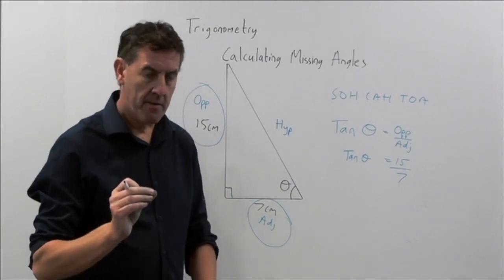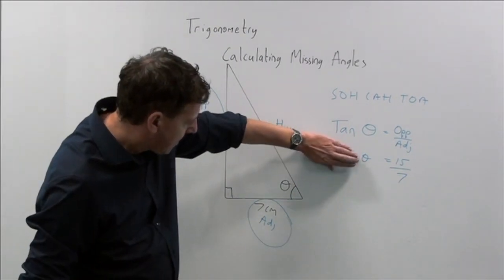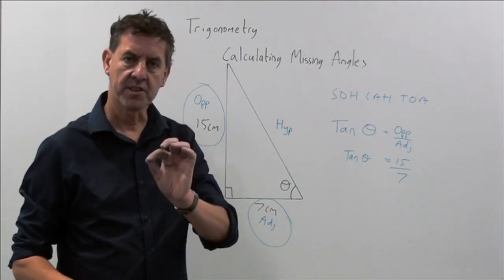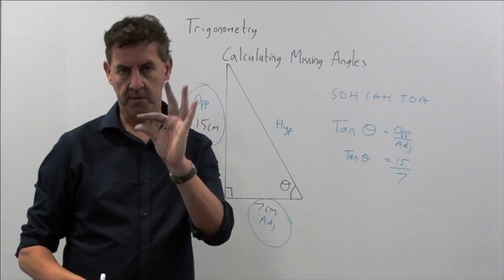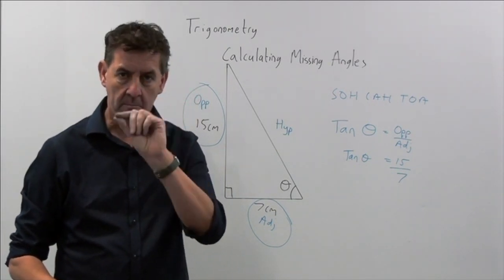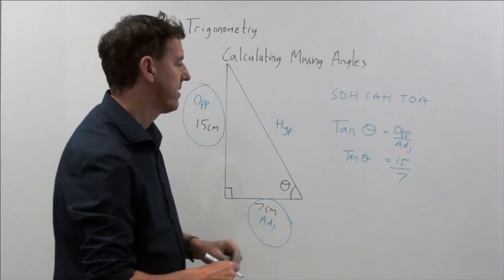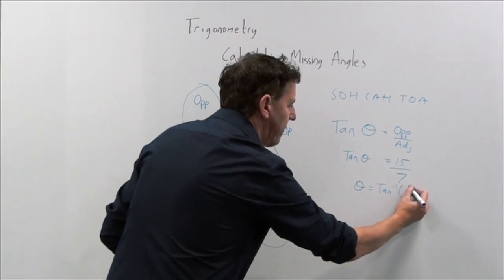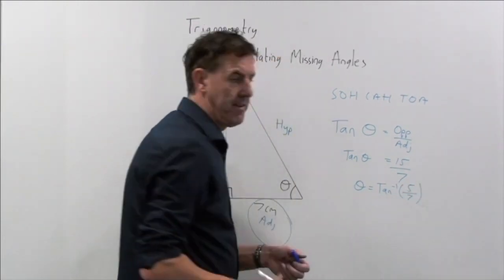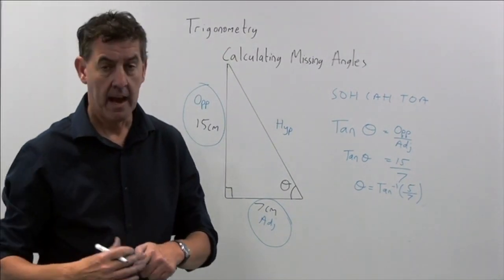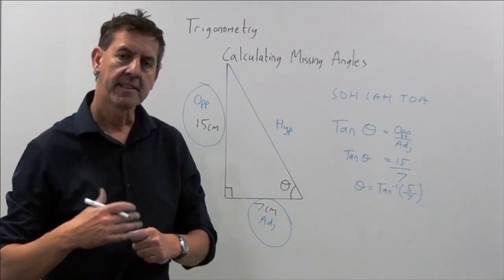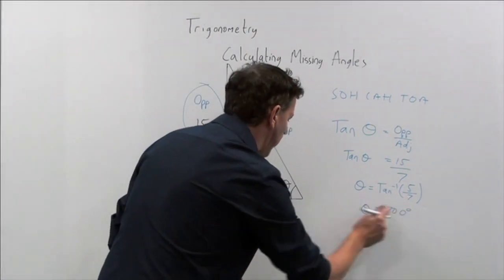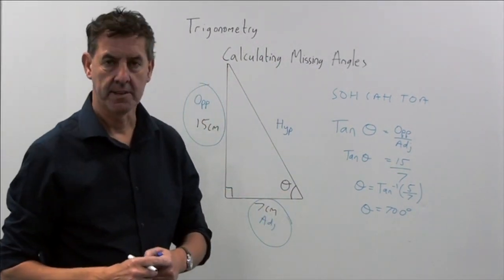Remember the technique to get rid of the tan is to use the tan inverse button on your calculator. It's often a shift or a second function. It lives just above the tan button. You'll see it has tan with a little -1. That means tan inverse. So I'm going to do tan inverse of 15 divided by 7. Type that into your calculator and round to 1 decimal place. You get 65.0 degrees. So that angle is 65.0 degrees.